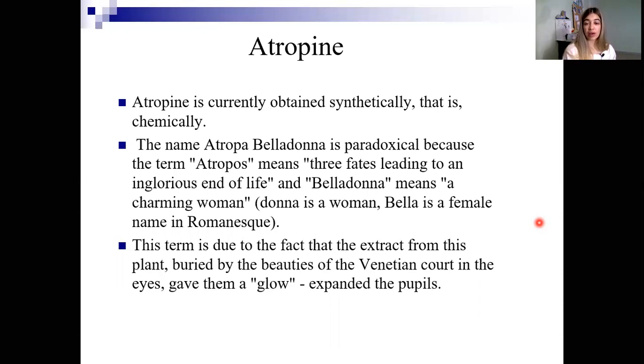So this term is due to the fact that the extract from this plant, belladonna, was used by the beauties of the Venetian court for their eyes. It gave them a glow, expanded the pupils. So what did they do? They took the plant, made an extract, and put it in the eye, like eye drops. Of course, the pupil became wider, and they had such a glow in the eyes. Well, it was maybe beautiful, but it was very, very dangerous. So this is the story of atropine.